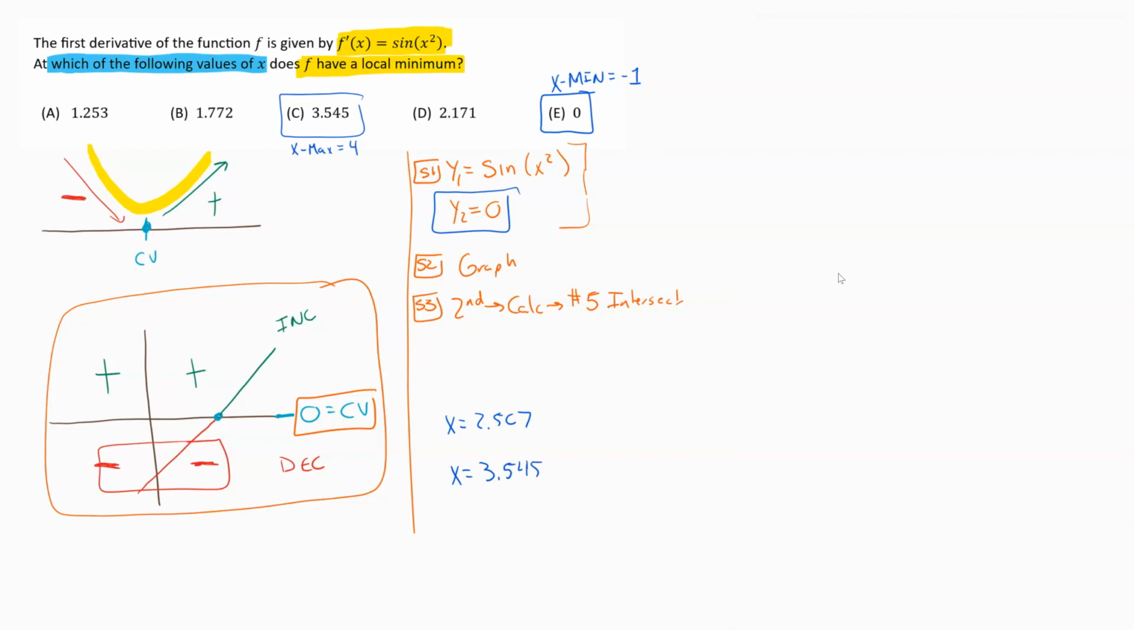Now we go and look. These are both local mins, but only one of them is available for an answer, and that's this one. This one matches up with option C, so option C would be our answer on this question.